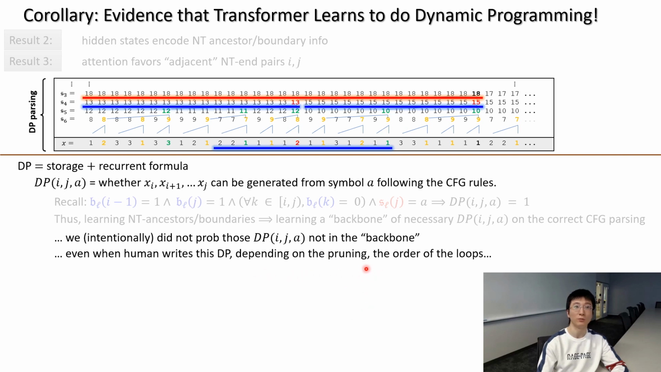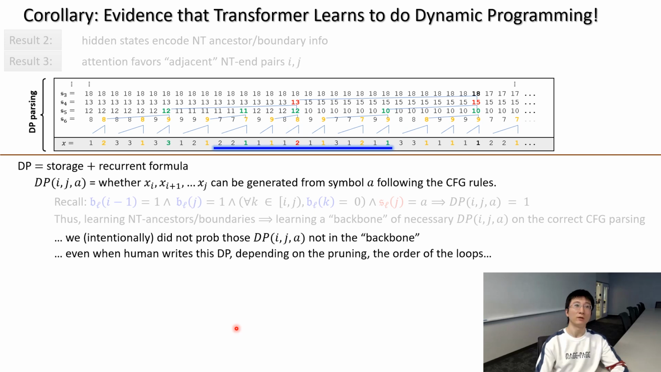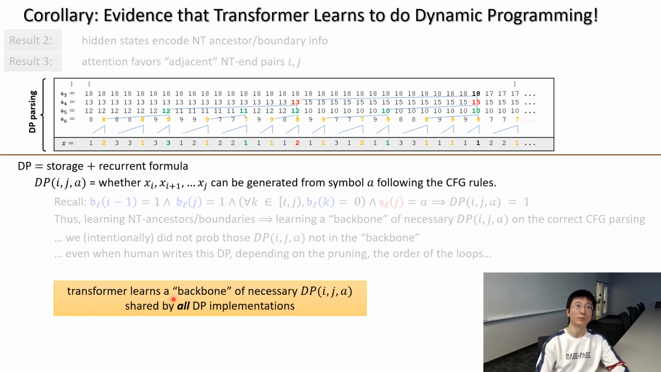Therefore, depending on the pruning and, for instance, the order of the for loops and so on, those ones that are not on the correct CFG parsing trees may not even need to be calculated. This is why we do not probe them, because we cannot say for sure which version of the DP the transformer is implementing, because there are infinitely many ways to implement it, depending on the order of the pruning and so on, right? But we verified that for those ones that are in the backbone, those necessary DP(i,j,a)'s are learned by the transformer. So one way to see this is that the transformer actually learns a backbone of the necessary DP(i,j,a)'s shared by all versions of DP implementations.